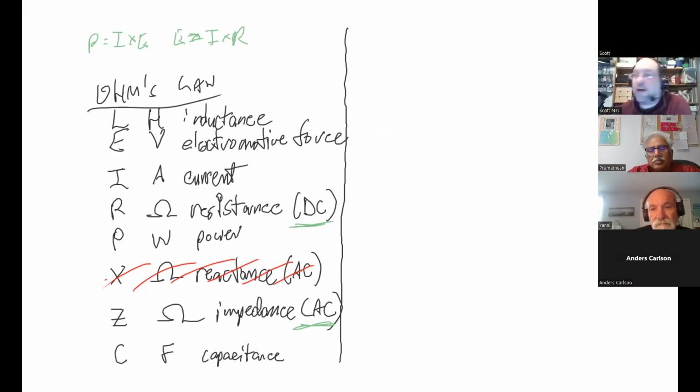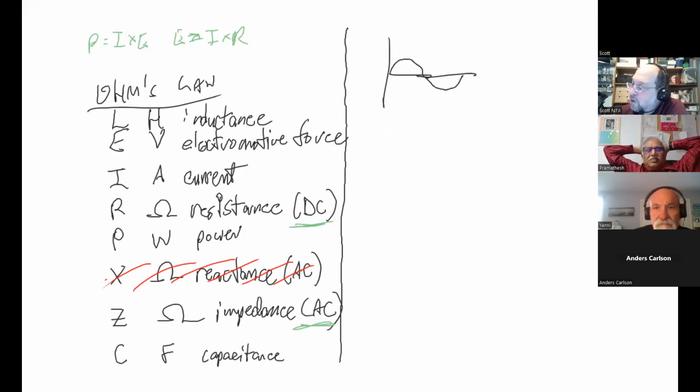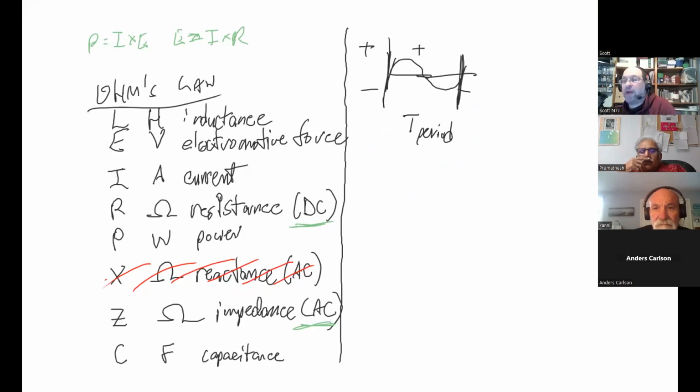Okay, so now it's time to talk about AC, and we're going to take a break in just a couple minutes, okay? All right, so we're going to look at AC. This is AC, where our voltage, instead of just going on the top side or the bottom side, goes from positive to negative. It has a period. And because it has a period, what does it also have?